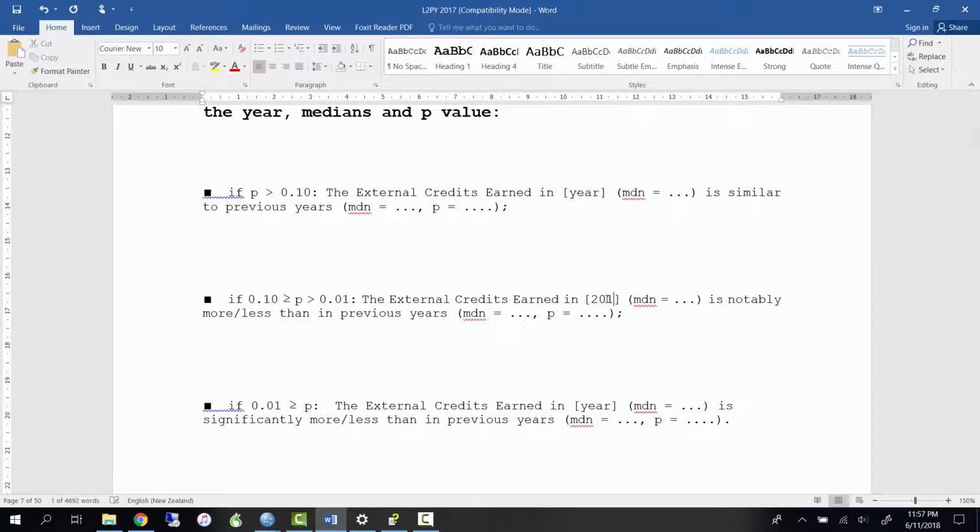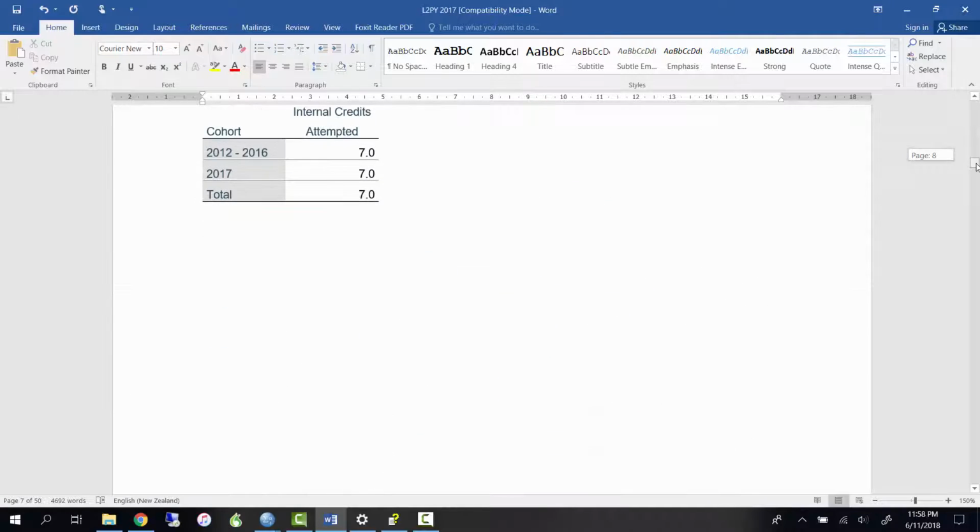So we say the 2017 year, where the median was 10, is notably less in this case than in previous years, where the median was 12.0. This gives a p-value, a probability, of 0.074. There's only a 7.4% chance that the difference between those two distributions is random. Now, that doesn't sound good for physics, so let's now scroll down to internal credits, and we might see something a little bit more positive.